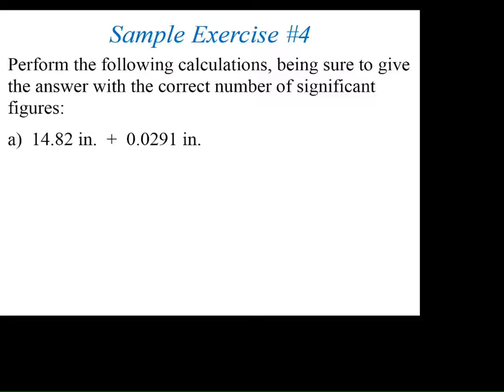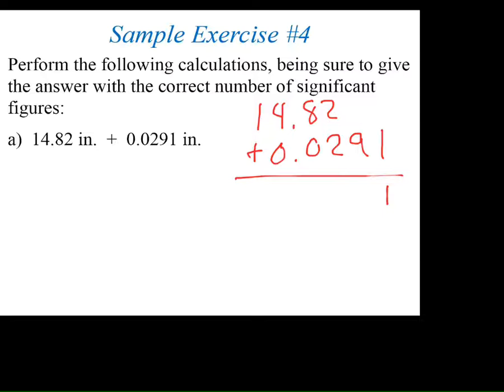For 8? I think whenever you're doing adding, it's easier to put a bigger digit on top, because that way you can line it up. It's easier. It's like 14.82 and then plus 0.0291. Okay, so I lined them up and I got something like that.